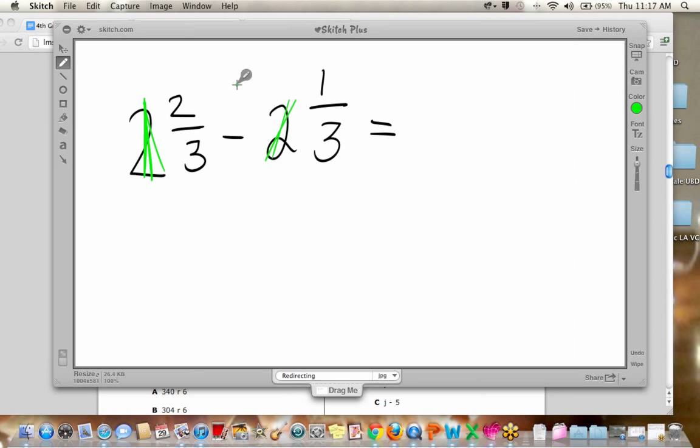Jaden, what's 2/3 minus 1/3? Don't worry about it. Keep your denominators the same. So I just moved my 3 over. Jaden, what's 2 minus 1? That's 1. So 1/3. So 2/3 minus 1/3 is 1/3. Let me rewrite that.